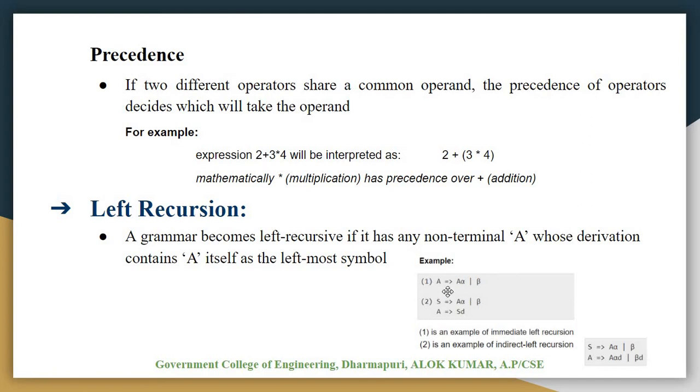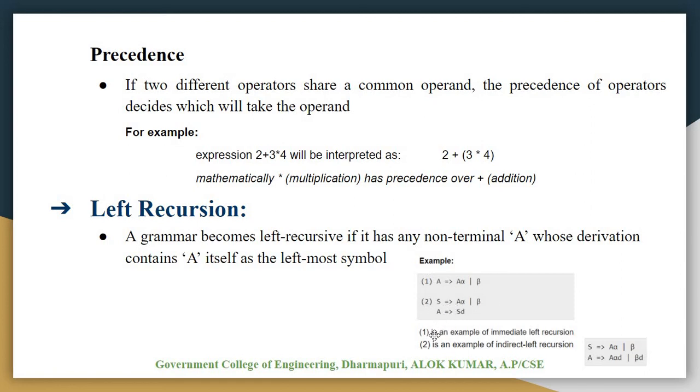In this example, one production rule is A generating A alpha, and the second is A generating beta. In the second example, S is generating A alpha B, the second production rule is beta, and another production rule is A generating S D. So the first example has two production rules and this example has three production rules.